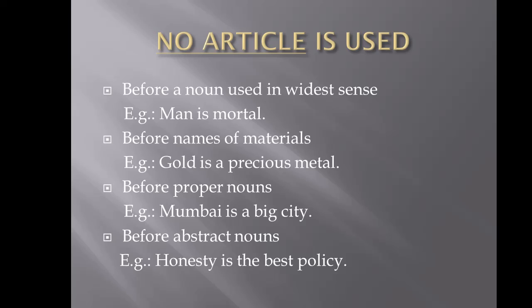No article is used before proper nouns. Example, Mumbai is a big city. Ashoka was a great king. No article is used before abstract nouns used in a general sense. Example, falsehood is never lied, honesty is the best policy, virtue is its own reward. So, this is all about articles.